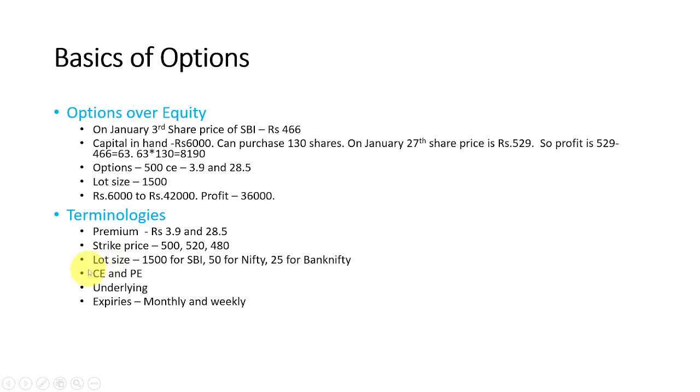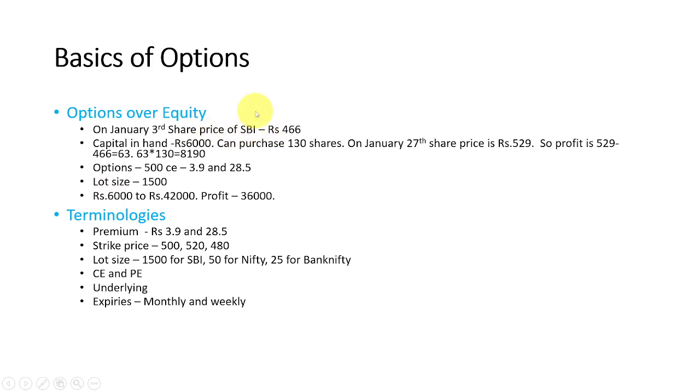And call option, as I told, if you are predicting that the market is going to go up, you will buy a call option. And if you predict the market is going to go down, you will buy a put option. Or you can sell a call option if you think the market is going to go down, and you can sell a put option if you think the market is going to go up. Underlying is something with which the option contracts move. In this case, the 500 call option of SBI moves in contrast to what SBI is.